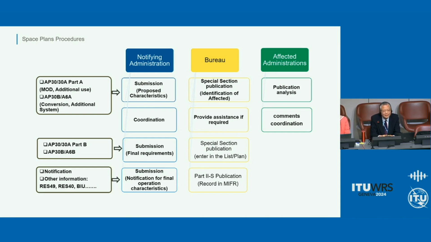So Part A, Part B, and the notification, the three-stage submission, is the requirement for the notified administration. And for the affected administration, they must analyze the Part A publication, make a comment, and try to be involved in the coordination if their administration has been identified as affected.